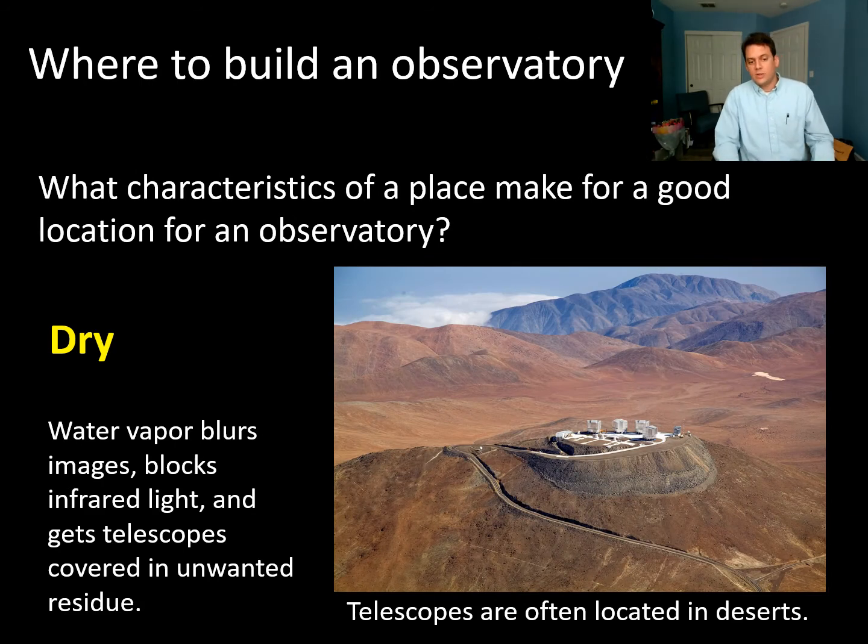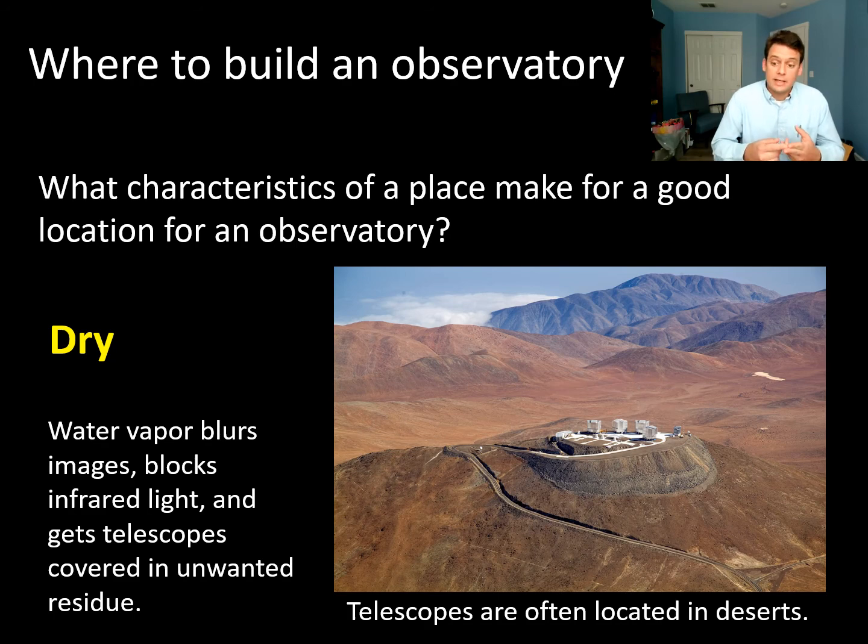The next thing that you would like is you would like it to be dry, and this might be less obvious. But we've talked about astronomical seeing and the deleterious impact of the atmosphere on our observations. But it turns out that water vapor is particularly insidious when it comes to astronomical observations. So the more water vapor there is in the sky, the worse your image is going to be. And there are a couple of reasons for that. It blurs the images, as we've discussed.